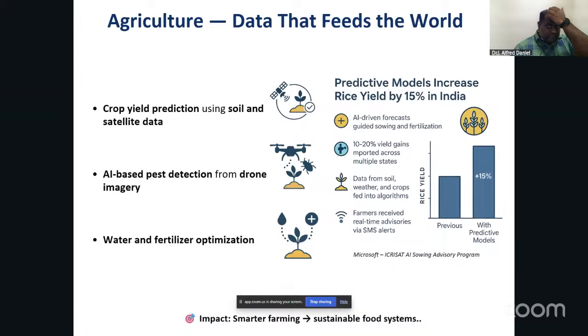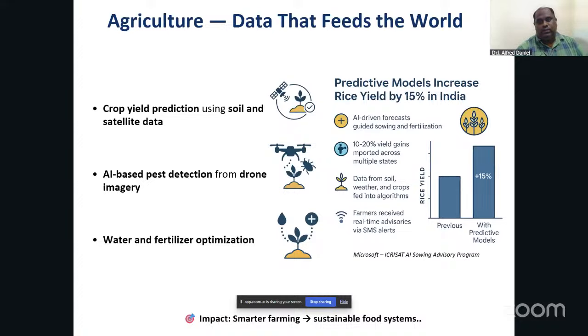So next comes agriculture, the data that feeds the world. Right? We are aware of the application scenarios of agriculture, that we keep on seeing all this information, like crop yield prediction through soil and satellite data, through IoT and satellite information. Right. So next, AI-based pest detection using drone imagery.